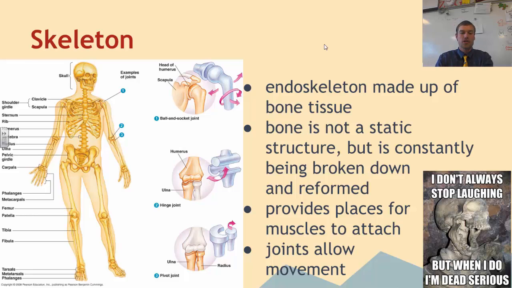Now, muscles would not be able to function properly without the skeleton because they need something to attach to, to use as a pivot point to pull on, right? Muscles work by contracting and pulling. Well, if they don't contract and pull on anything, then they're not going to be able to do their job. So your skeletal muscles need the skeleton in order to attach to and then pull.